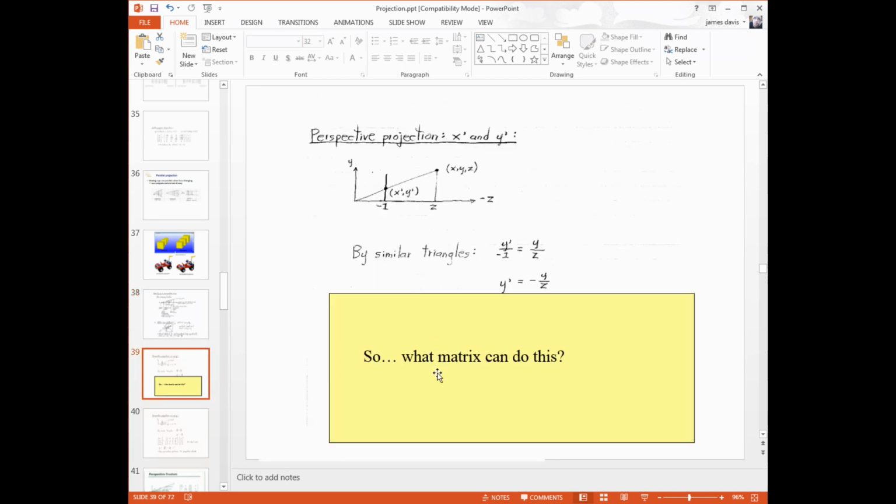So now we have a question. What matrix can do this? So here we've drawn it just in 2D. Here's our viewing plane, z = -1. Remember, our camera is defined to be on the origin looking down the negative z axis. So we want to take an xyz point and project it onto this plane.